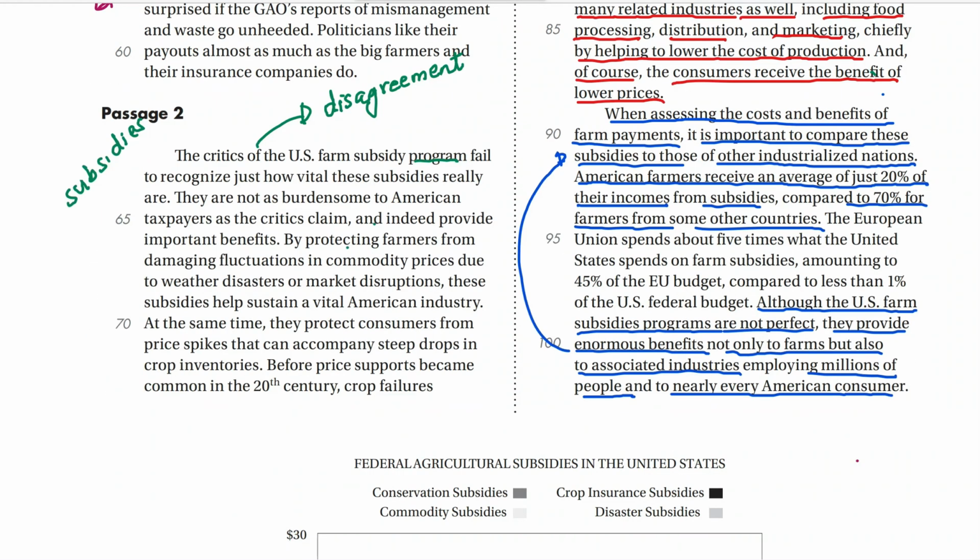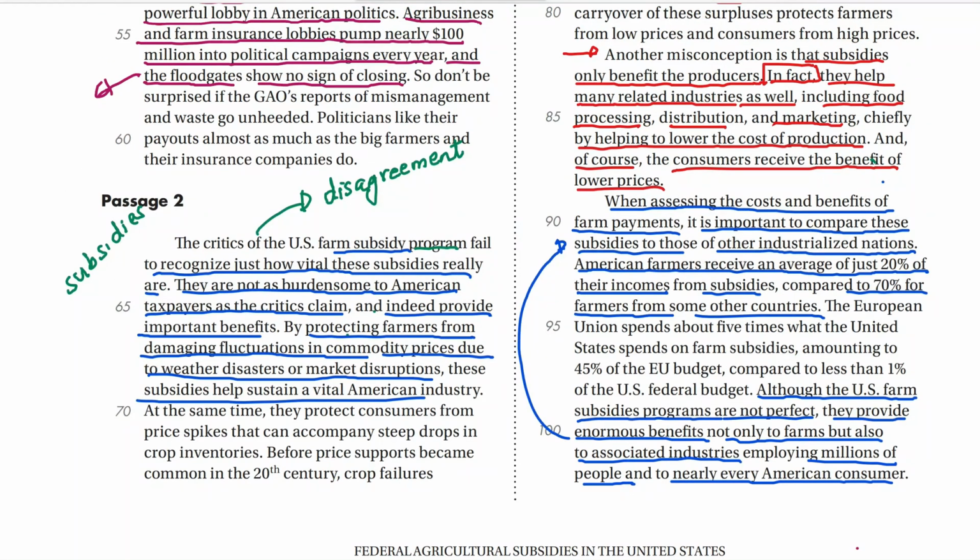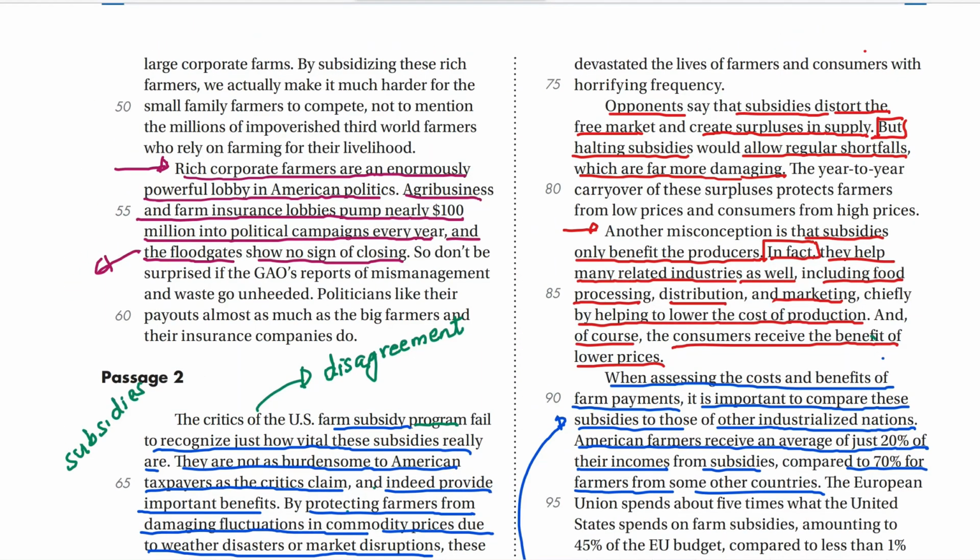يعني start from here. The critics of the US farm subsidies program fail to recognize just how vital these subsidies really are. They are not burdensome. قال هنا إيه يا أستاذة؟ They are not burdensome. That's one. خلاص كده to American taxpayers as the critics claim, and indeed provide important benefits by protecting farmers from damaging fluctuation in commodity prices due to weather disasters blah blah blah blah. that has to do with what يا أساتذة؟ with the commodity prices. So أعتقد إن ال commodity prices were mentioned in both passages and it was very clear.